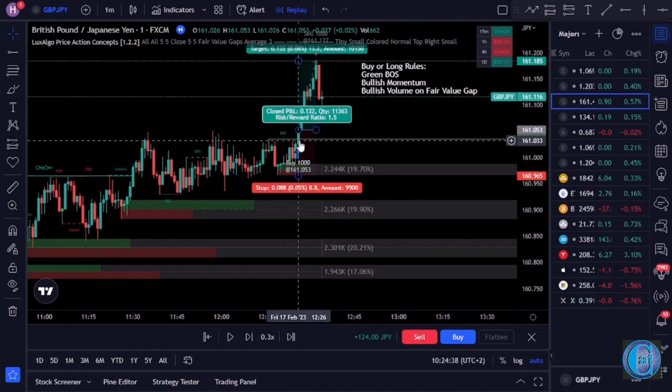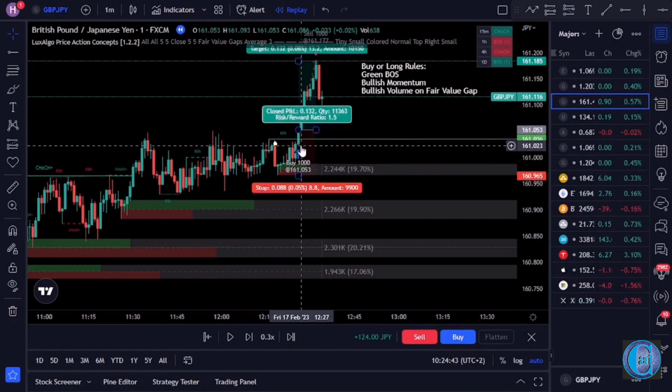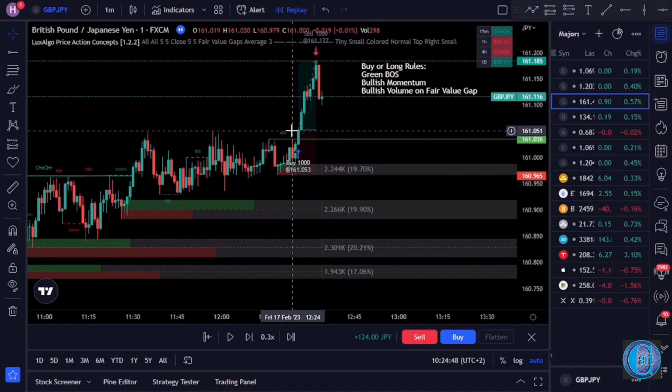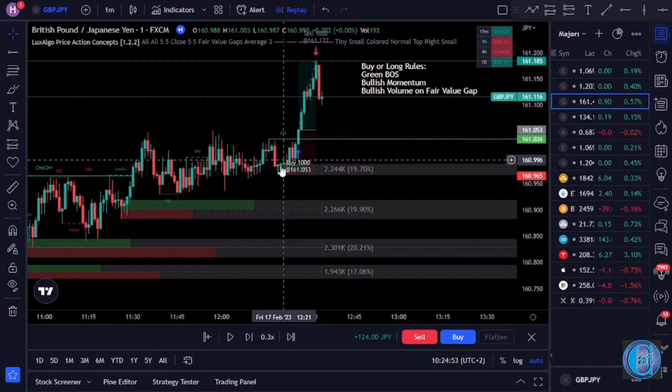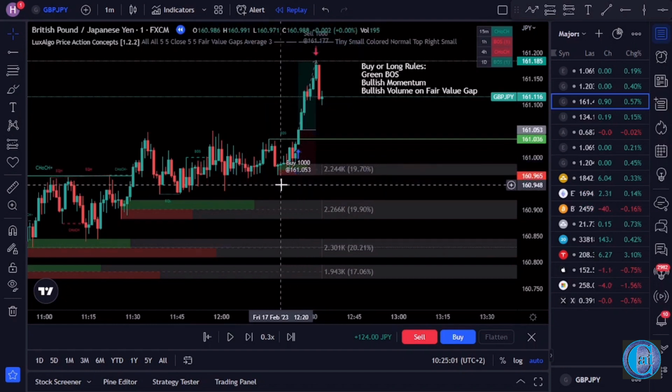This means a green BOS with a strong bullish candle in the uptrend that breaks the structure. Secondly, we need to be showing strong momentum with our price analysis. Next, when it comes to our fair value gap and our fair volume analysis, we need to have a larger green bar than red bar on our fair value gap.